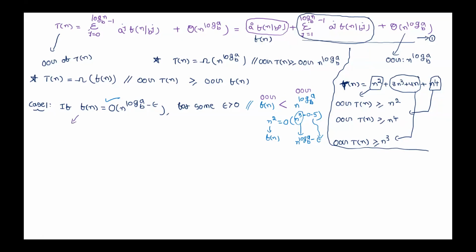what can you say about this entire expression? Order of growth of sigma j equal to 1 to log n base b minus 1 of a power j f of n by b power j. What can you say about order of growth of this?